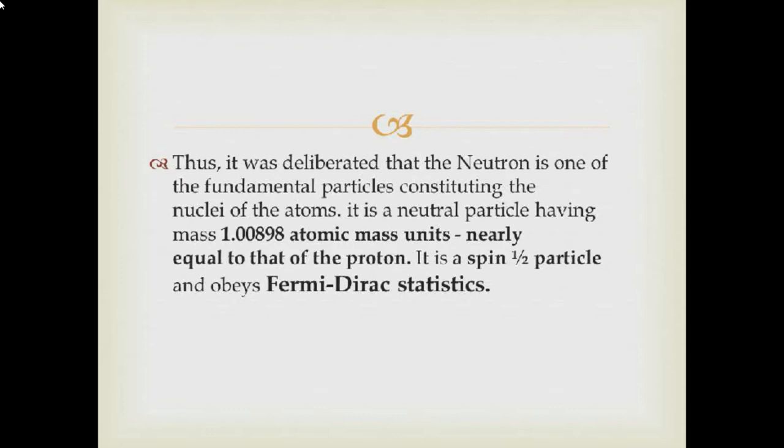Some of the characteristics of a neutron: it is a neutral particle having mass 1.00898 AMU, that is atomic mass unit, nearly equal to that of a proton. It has spin half, hence it is a spin half particle, and it obeys Fermi-Dirac statistics. Very important, it follows Fermi-Dirac statistics.